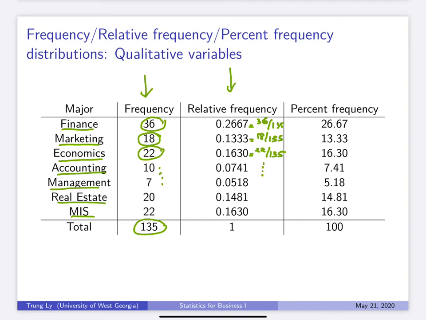In this last column that I labeled percent frequency, I have 26.67 for finance, 13.33 for marketing, 16.30 for economics, and so on. I get each of these numbers by taking relative frequency, so I'm taking this column and multiplying by 100 to get the percent frequency. So it's pretty straightforward, right?